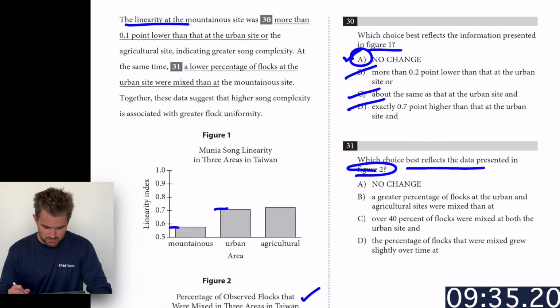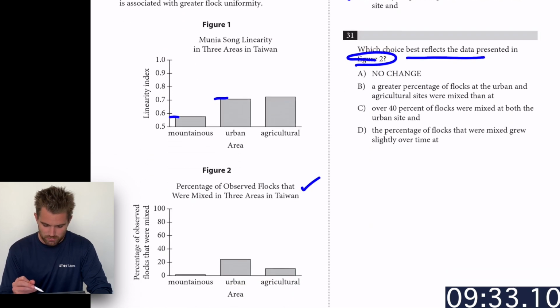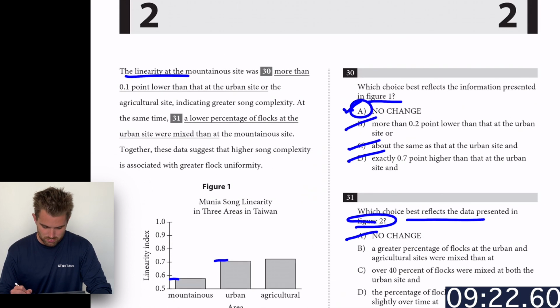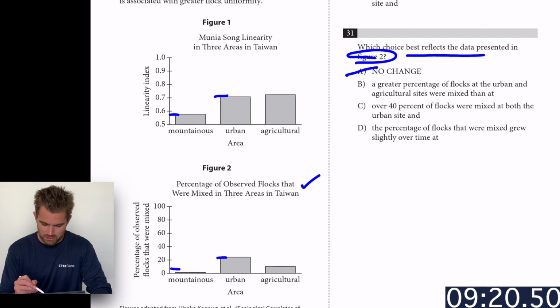Same time, a lower percentage of flocks at the urban site. No, the urban site is higher than the mountainous site. It says it right there. A greater percentage at the urban site agricultural sites were mixed than at the mountainous site. That's true. Yeah, that's true. I'm going to go with B.